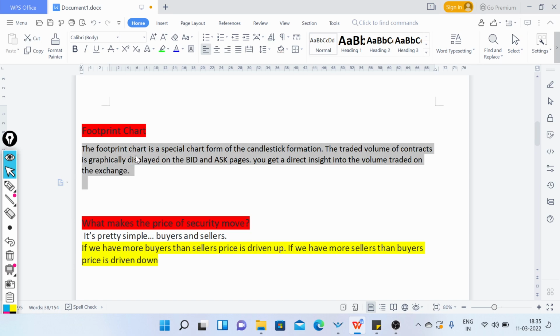Actually, the footprint chart is a special chart form of candlestick formation. The traded volume of a contract is graphically displayed on the bid and ask sides. You get a direct insight into the volume traded on the exchange. So what does that mean?